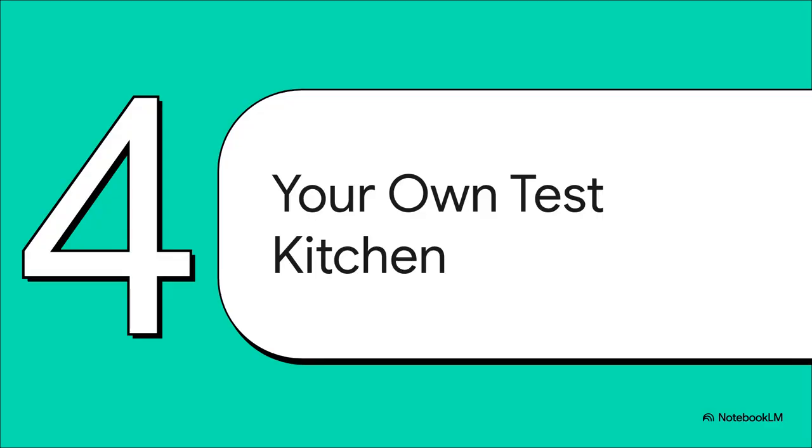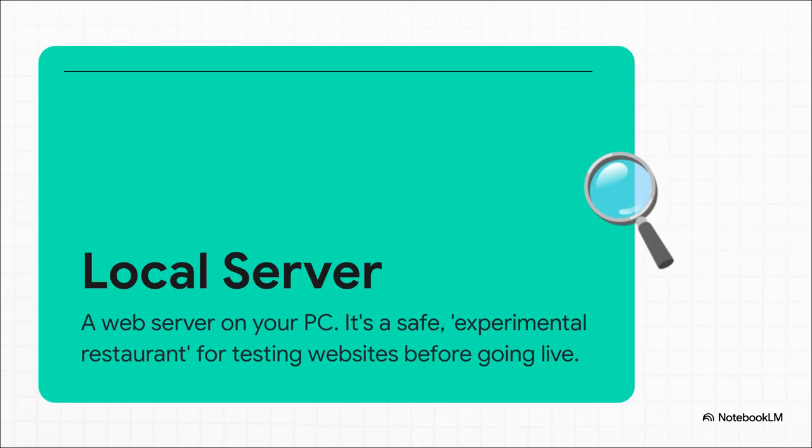Okay, so this is all really interesting, but how can you actually use this knowledge? Well, the best way to truly understand how these things work is to build your own. It's time to set up your very own experimental restaurant. And this is where a local server comes into play. It's exactly what it sounds like, a web server running right there on your personal computer. It becomes your safe, private test kitchen, a place where you can build, experiment, and break things without anyone on the public internet ever seeing it.